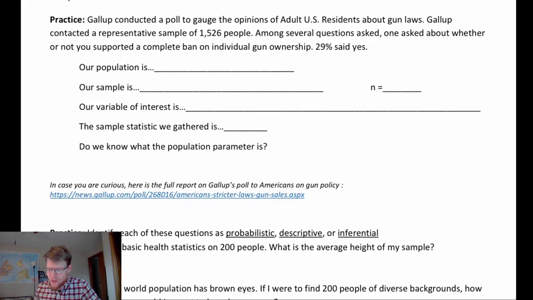Among several questions asked on this poll, one asked about whether or not that person supported a complete ban on individual gun ownership, and 29% said yes. Okay, so who is our population here? Our population is going to be adult U.S. residents. That seems to be the population they're trying to describe here.